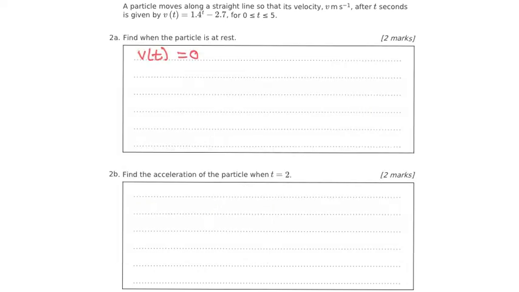2b. Find the acceleration of the particle when t equals 2. The acceleration is equal to the differential of velocity. Therefore, if we find the differential of the equation 1.4 to the power of t minus 2.7 when t equals 2, we will have found the acceleration when t is equal to 2. This can also be done on a calculator.